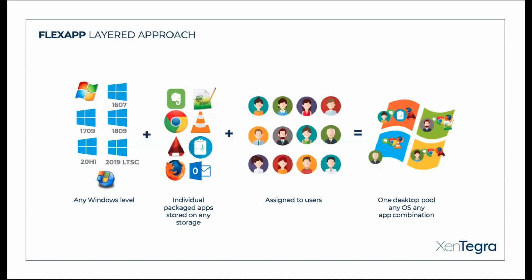So this is really the FlexApp layered approach. We talk about any Windows OS layer level, right? Apps are packaged individually. They can be stored on CIFS shares or cloud-based storage. We assign those to users, and then we can create a desktop pool utilizing any OS and any app combination, right, to really solve all of those various use cases within our environment. And again, we're speaking to it from a virtual desktop deployment, but this also works on your physical desktops as well.